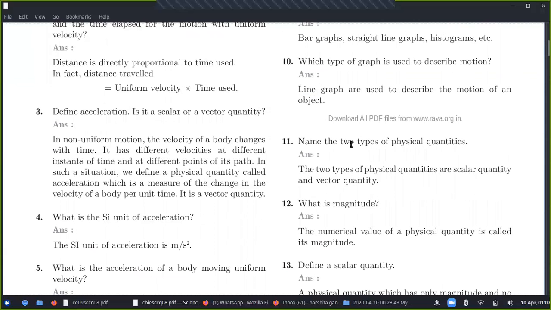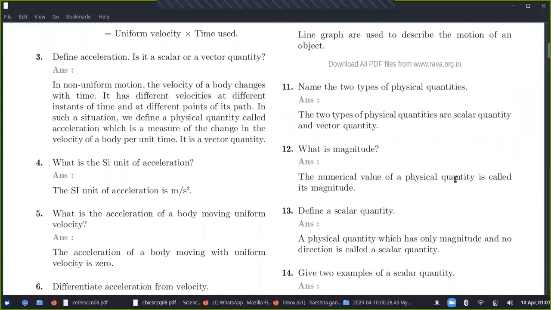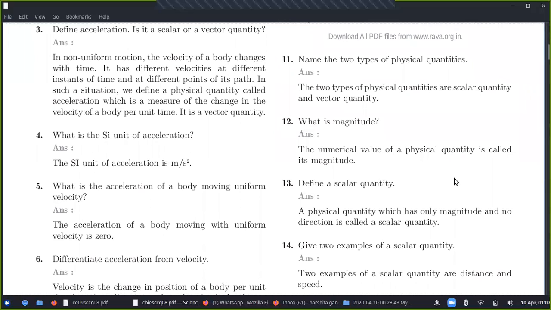Moving to question number 11, name the two types of physical quantities. So two types of physical quantities are scalar quantity and vector quantity. Okay, so far so good. What is magnitude? So the numerical value of any physical quantity is called its magnitude.